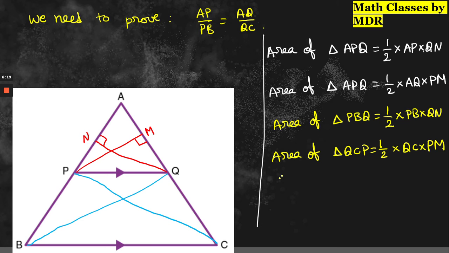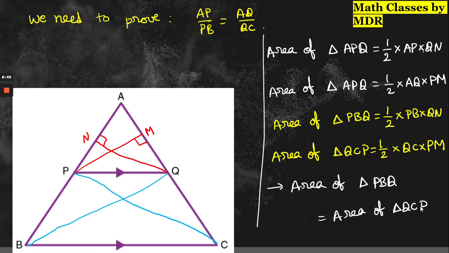But from the properties of the triangle, when two triangles are drawn between two parallel lines with the same base, the areas are equal. So we know that the area of triangle PBQ is equal to the area of the triangle QCP. When two triangles are drawn between two parallel lines with the same base, we have this property. So now let us use these formulas and properties.